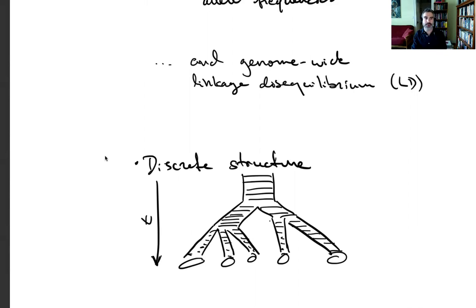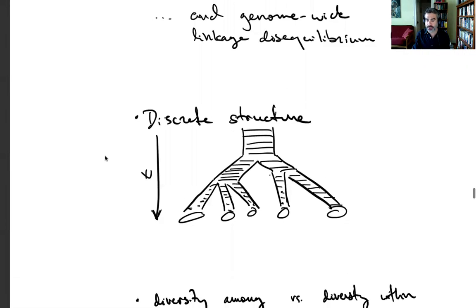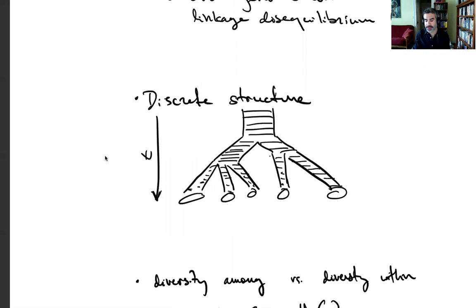And Wright actually proposed an elegant way based on partitioning the diversity in the total population into two components: the diversity within the groups, or the shared diversity, and the diversity among the groups, the diversity due to population structure or differences in allele frequencies. To make this precise, let's consider just a single segregating site in the total population.